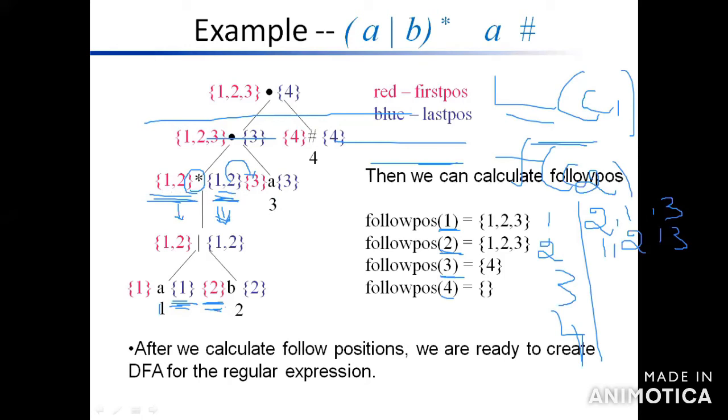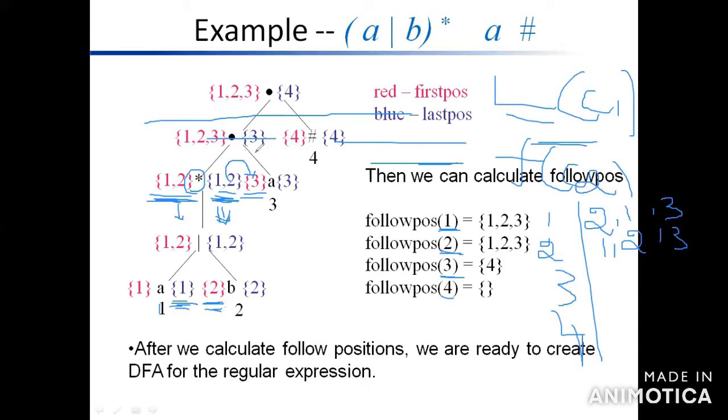Okay, now we've got the clear idea. The last position of n is 1, 2. The first position of n for the star node is 1, 2. Then all positions in the follow position of 5. So 1, 2 can be followed by the next position, 3. So 1 and 2 can be followed by 3.